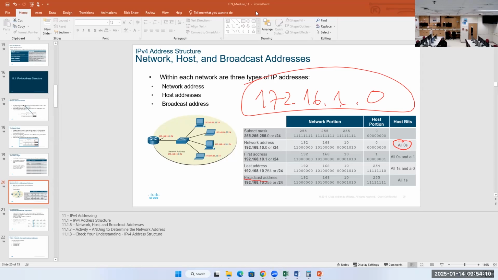Now, the broadcast address is the one you use to send to everyone on the same network. Remember, on the same network only. For this network, if I use 172.16.1 and then 255, that means 8 bits of number 1. That is the one I use if I want to send to every one of you in this network. So this one is the network address, and this one is the broadcast address.